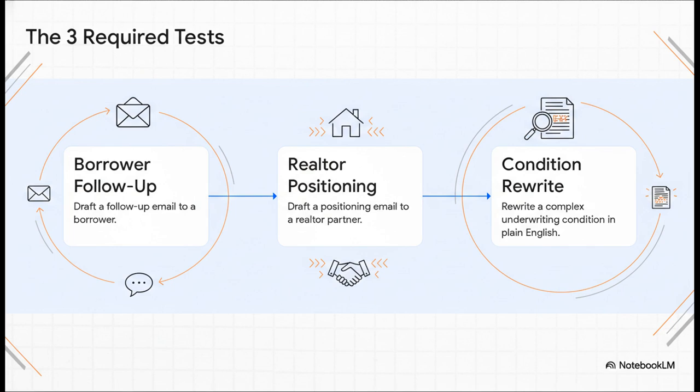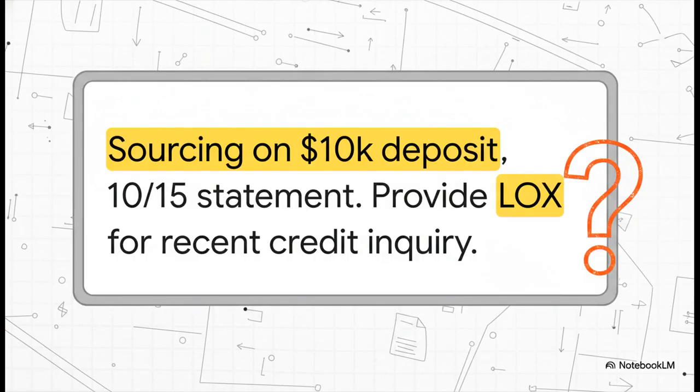And I recommend 3 mandatory tests for every single loan officer. First, have it draft a follow-up email to a borrower. Second, a positioning email to a realtor. And third, and this is the most important one, have it rewrite a complex underwriting condition in plain English. So let's focus on that third test, because it is a game changer.